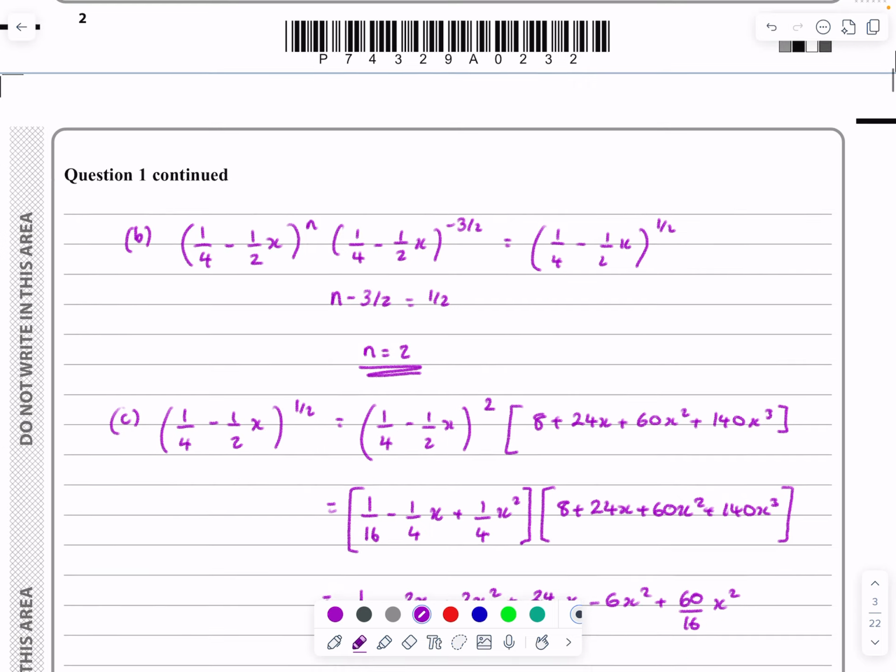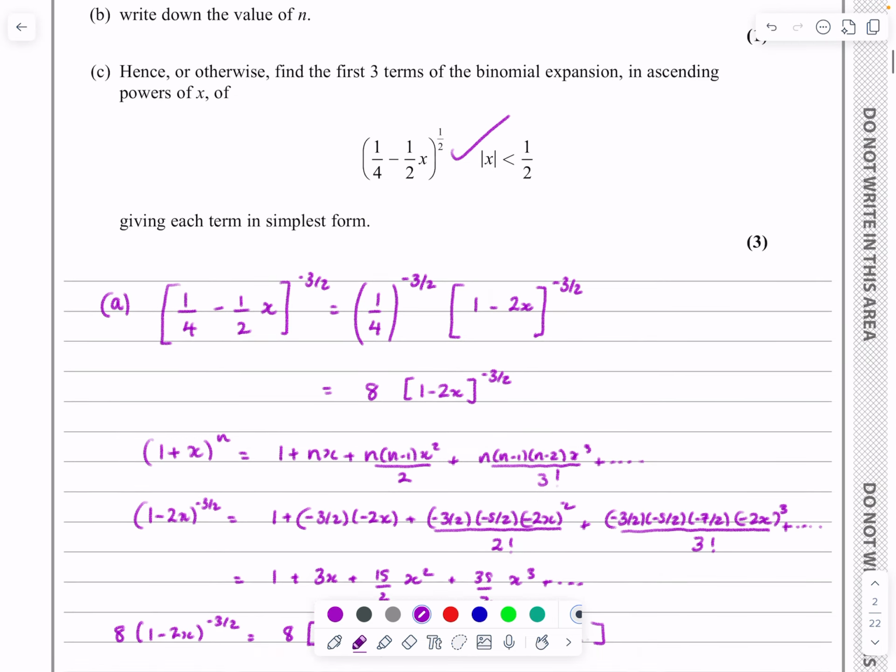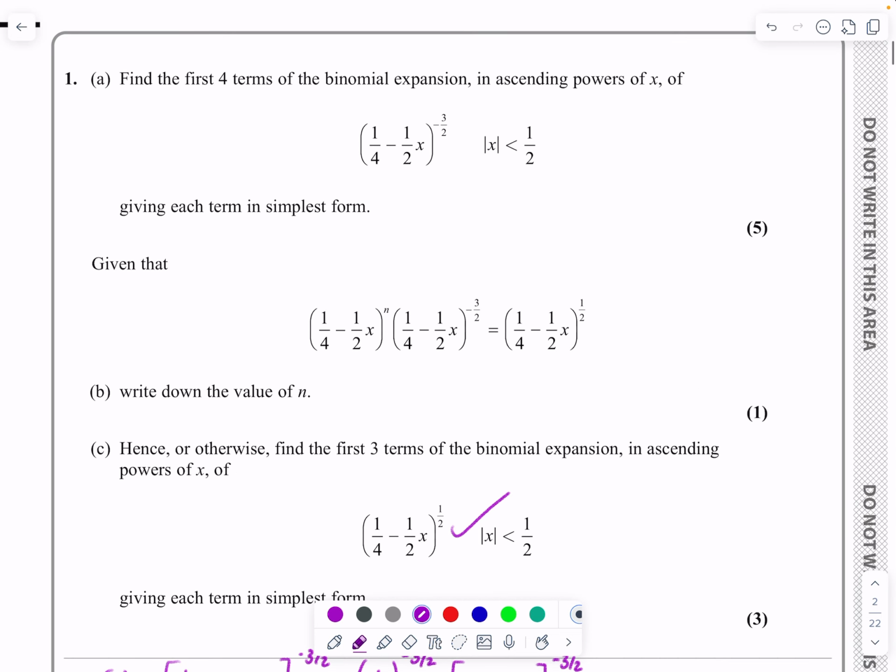So that part C isn't too unusual, but part B was, and that's the whole benefit of looking at past paper questions before you go into an exam. Hopefully that all makes sense to you.